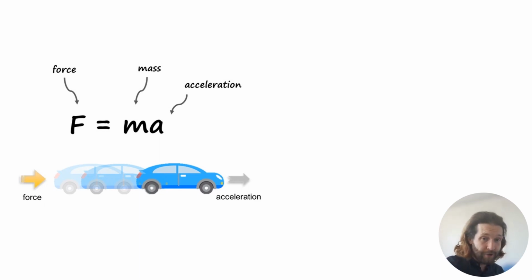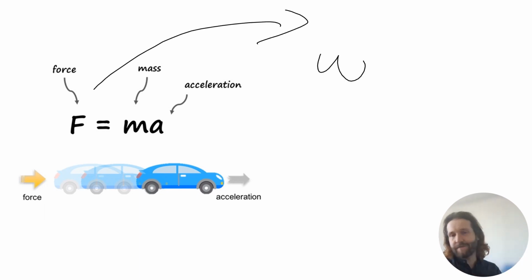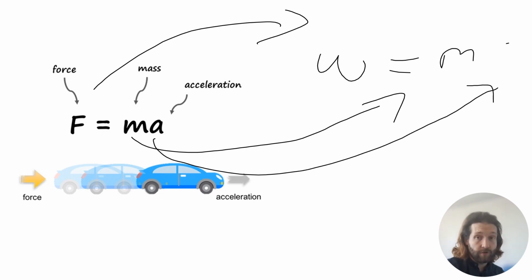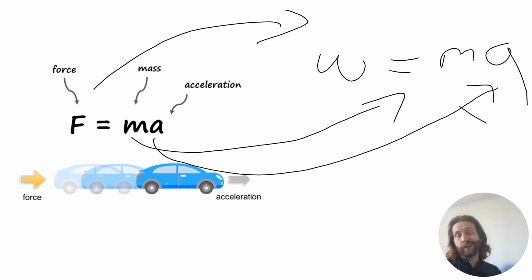Let me get the little goofy pen function. You can think about your weight, which is a force. Your weight is proportional to your mass, and it is proportional to how much you're accelerating due to gravity. W equals mg is simply a contextualized example of F equals ma, Newton's second law.